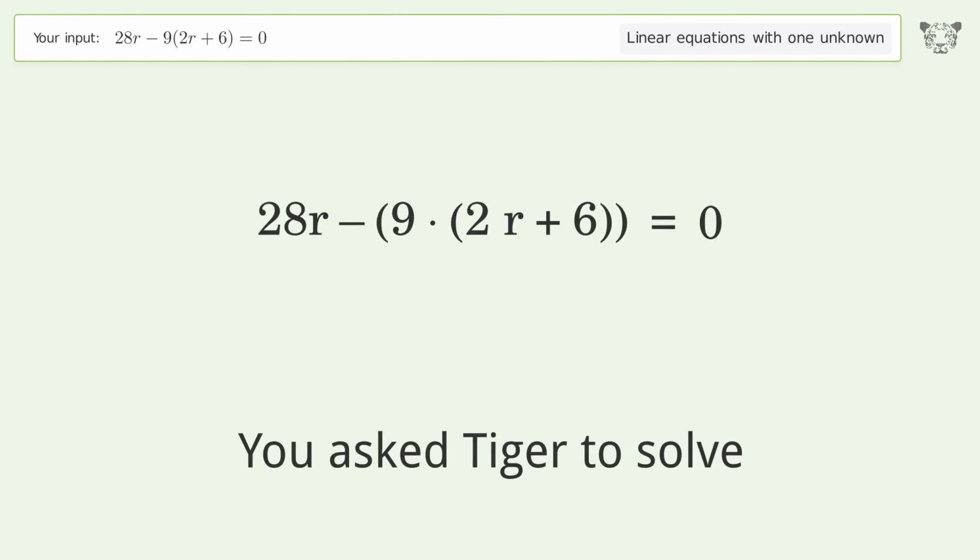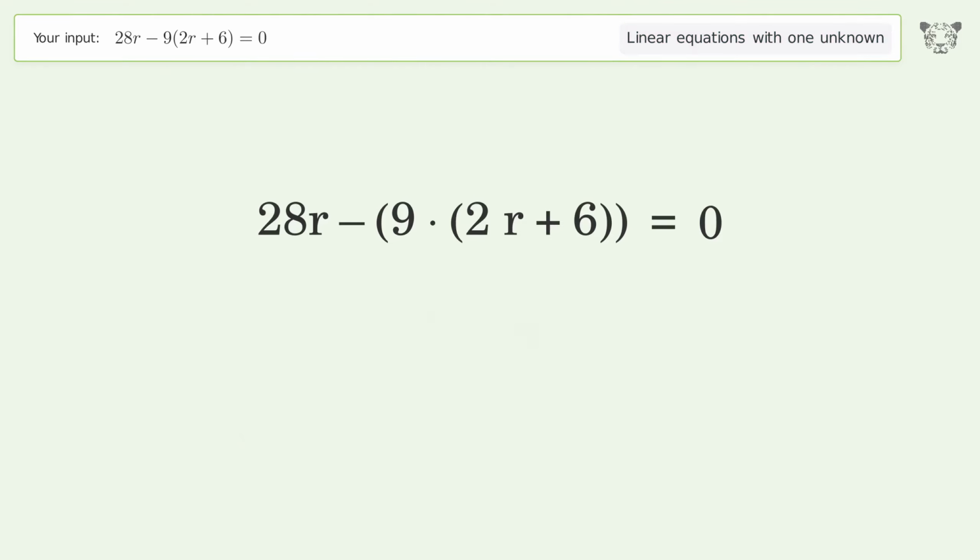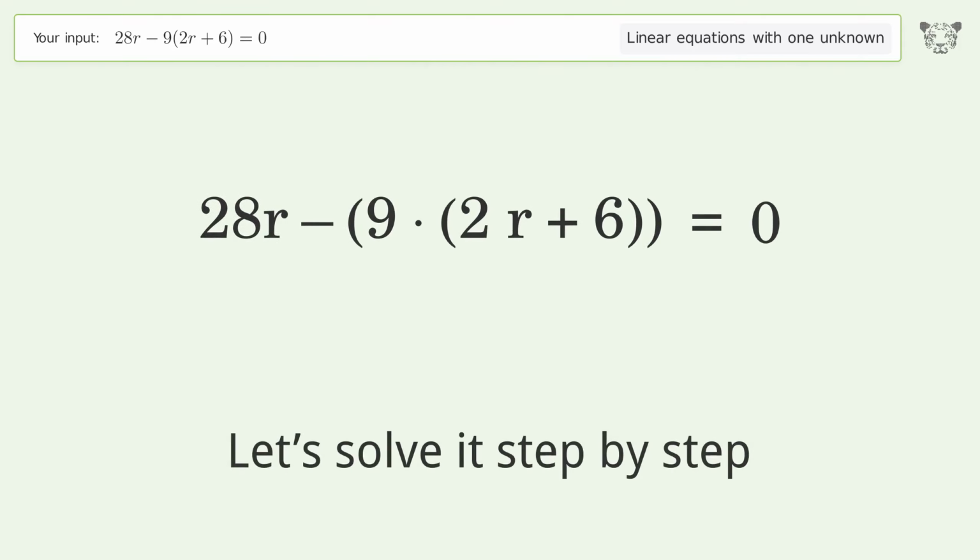You asked Tiger to solve this. This deals with linear equations with one unknown. The final result is r equals 27/5. Let's solve it step by step.